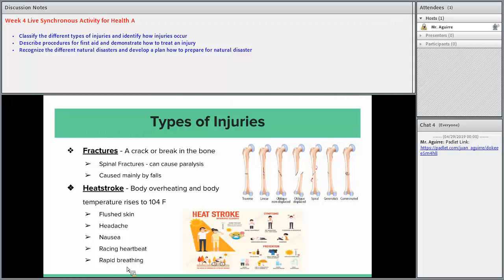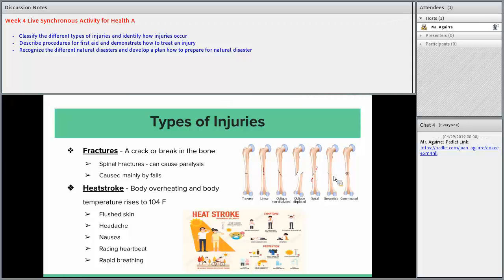Here on the right, we have different types of breaks and fractures: transverse, linear, oblique, non-displaced. A displaced fracture is when a bone breaks into two or more pieces and moves out of alignment. We don't see one here, but I definitely want to tell you about it. You also have a non-displaced fracture, where the bone breaks but does not move out of alignment. It's still steady, still in place.